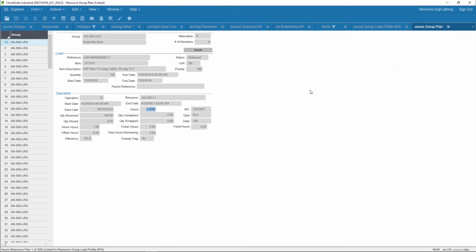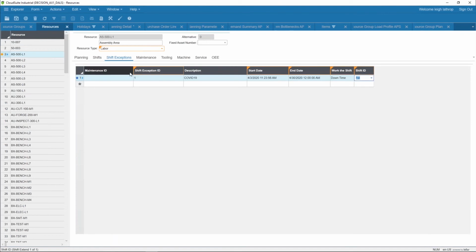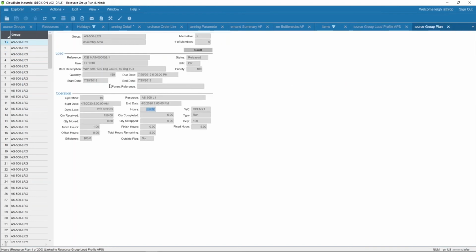Scenario number one is when we had resources that were going to be unavailable for a period of time, and we wrote a shift exception saying from this period of time, this resource is going to be unavailable. When we did that, it impacted our on-shift hours, and when it impacted our on-shift hours, then we could see what of the loads trying to impact that resource group need to be moved out.